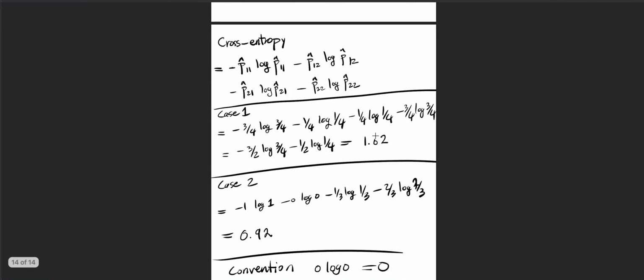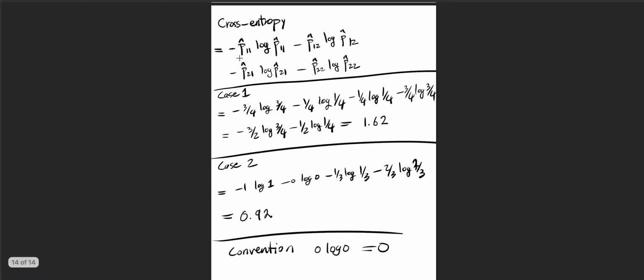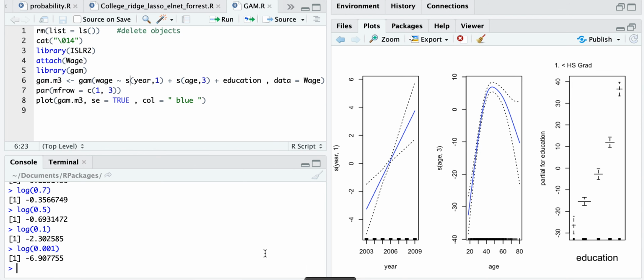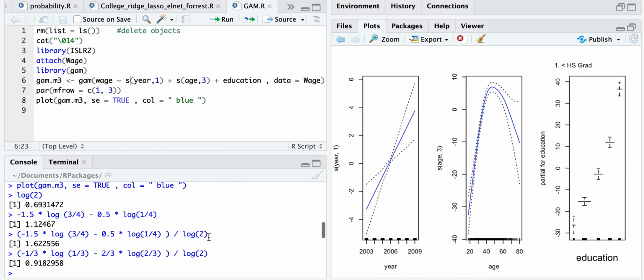And if you do the cross entropy, the cross entropy for region 1 is minus p hat 1 1 log p hat 1 1 minus p hat 1 2 log p hat 1 2. This is for region 1, and this is for region 2. And then we have the numbers, right? I'm just putting them in here. And for case 1, the cross entropy is 1.62. This is in log basis 2. So what I did was I did it here.